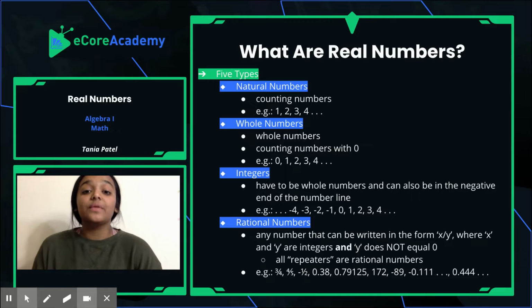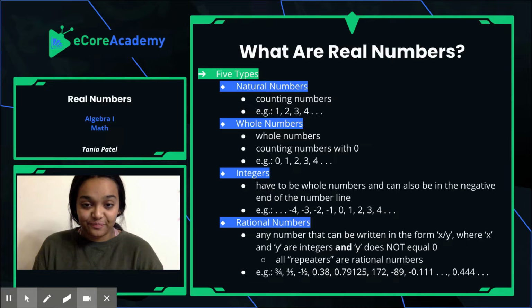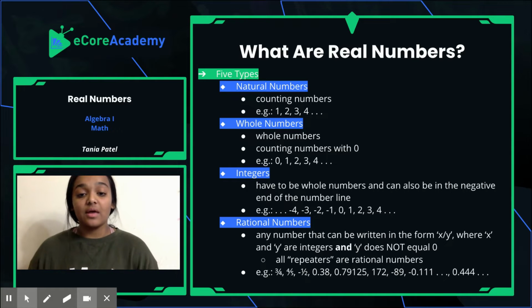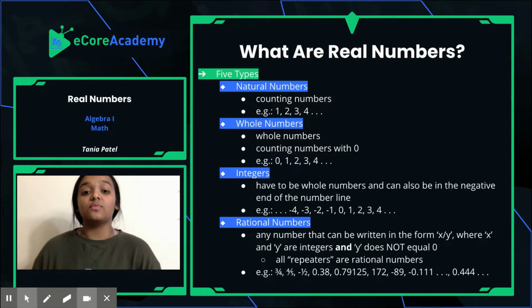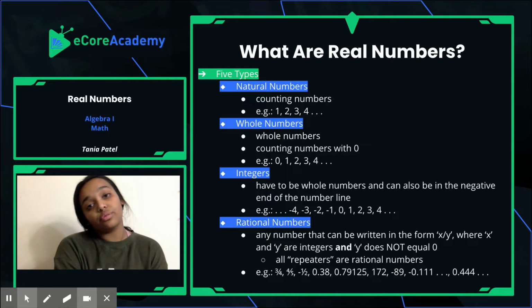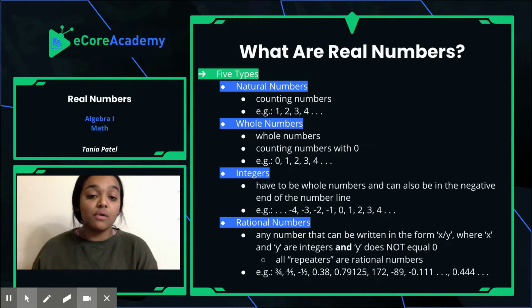So for example, the next one is integers. Integers have to be whole numbers and can also be in the negative end of the spectrum. Meaning integers are whole numbers, so they're automatically natural numbers, but they also have the new addition of being on the negative end of the number line. So it can also be -4, -3, -2, -1, 0, 1, 2, 3, 4, 5, 6, and so on. Integers also include negative whole numbers.